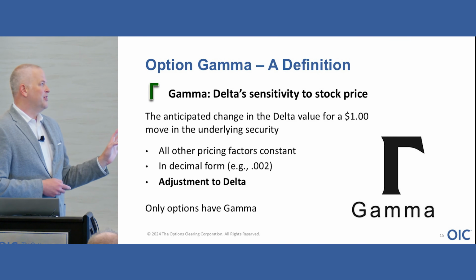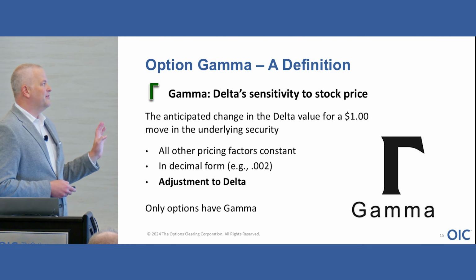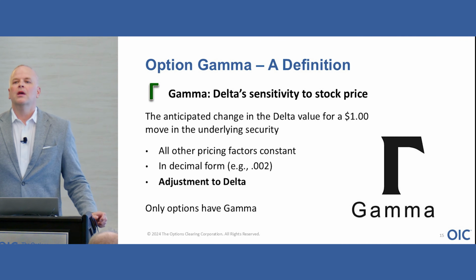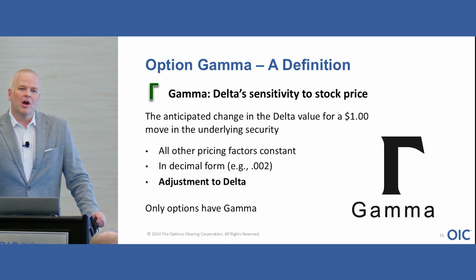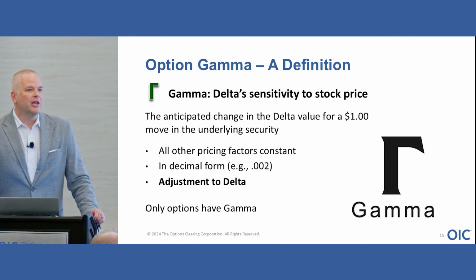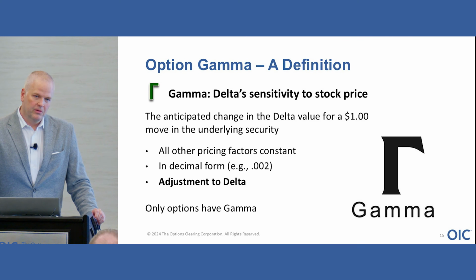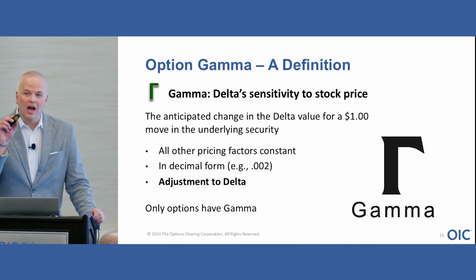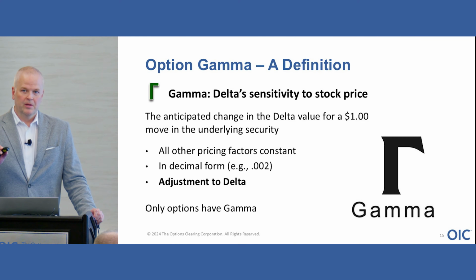So let's start with the definition itself. I'm going to do the exact same thing I did for delta. Gamma is delta's sensitivity to stock price. Keep in mind, when I'm talking about gamma, I'm talking about how much your delta is going to move. When I talk about delta, I'm talking about how much the price of the option is going to move.